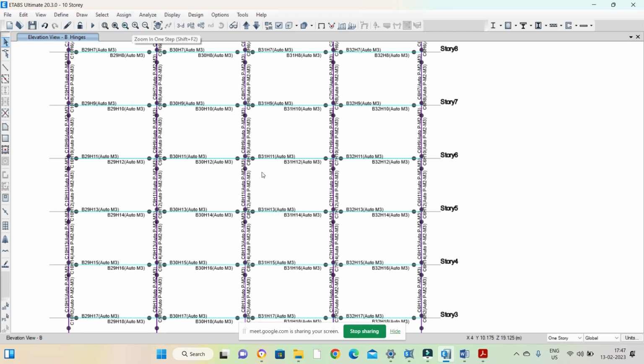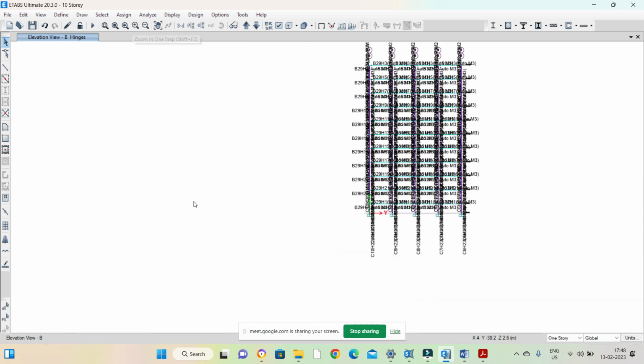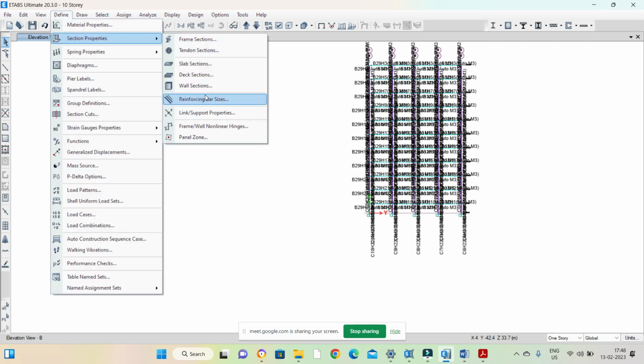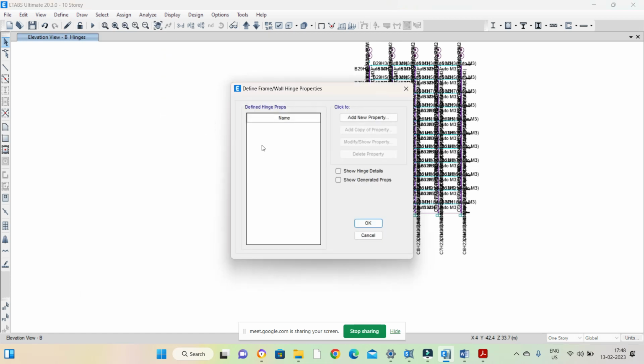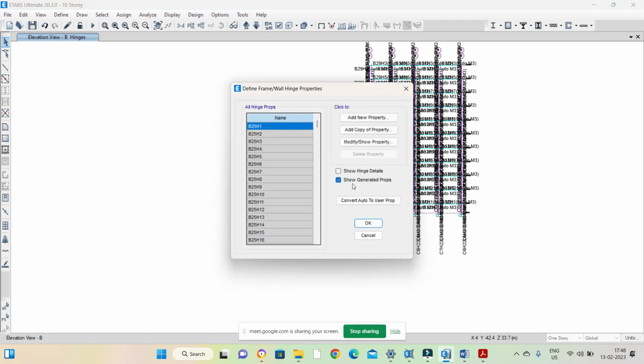So now you can see for each column there are again two hinges provided. Now we are done with our hinge definition, and we can now run our pushover analysis. Before running, let me show you how one of the hinges looks. Go to your hinge, then show generated properties. You can see a lot of hinges are now visible. These are the hinges defined for your model. Let me pick one of the beam hinges.